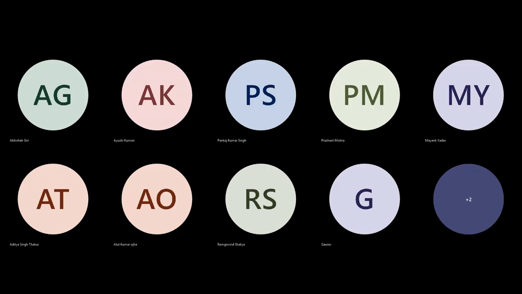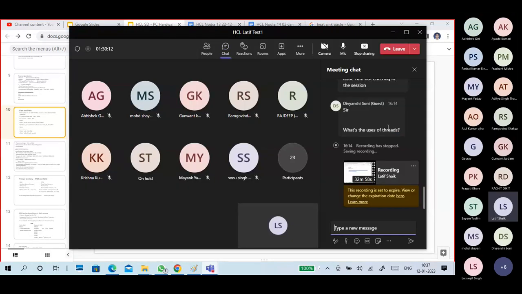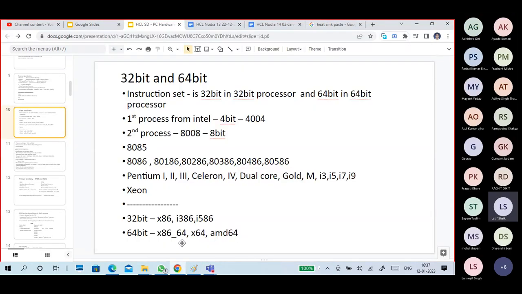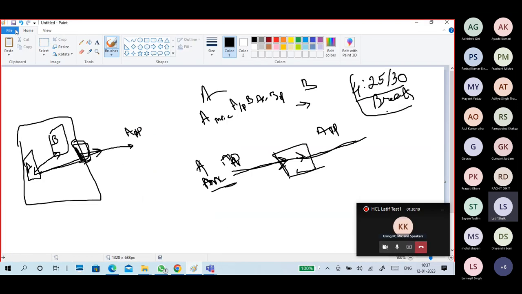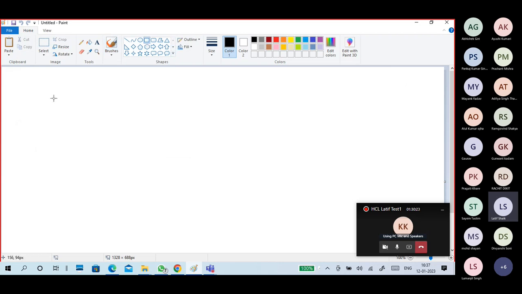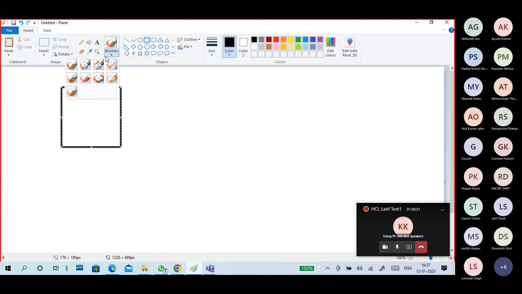Someone asked me a question: what is the meaning or use of threads? Okay, guys, look here. In earlier days, a processor was a single processor, meaning a single chip, single core processor. It's a one core processor only.